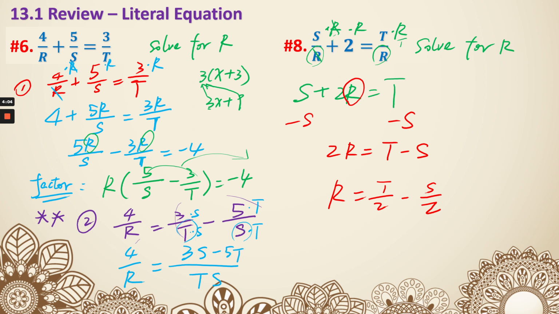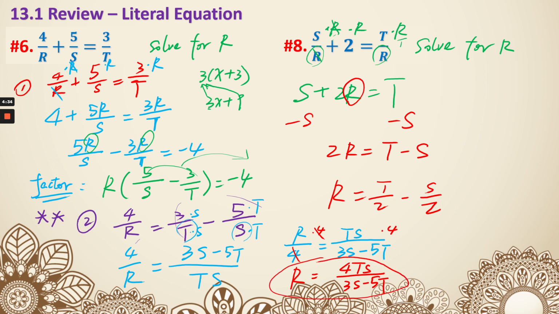Now the left side is a fraction, the right side is also a fraction. I can just flip both fractions. I'm going to have R over 4 equals TS over 3S minus 5T. Now I just need to get rid of the fraction, so I can multiply everything by 4, so that I can get my R by itself. So multiply by 4. Then I'm going to get R equals 4TS over 3S minus 5T. So that is my final answer.